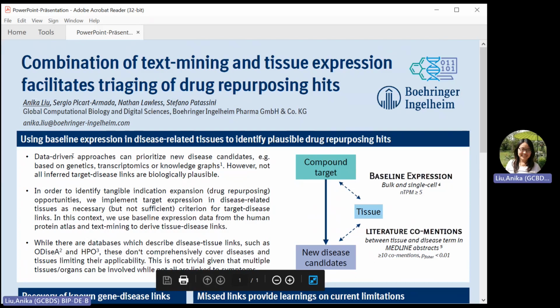I'm a research scientist at Boehringer Ingelheim in GCBDS, which stands for Global Computational Biology and Digital Sciences. The work I'm presenting here is part of our efforts in indication expansion, which aims at finding new therapeutic applications for drugs or drug targets and is therefore quite similar to drug repurposing.